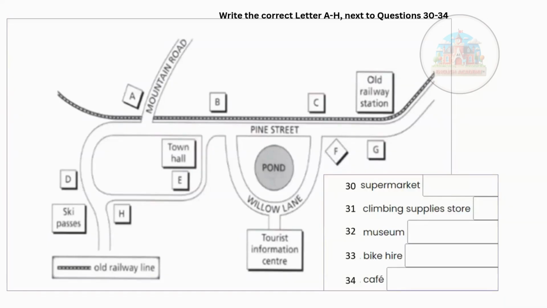So, we're here in the Tourist Information Center, and when you come out of the center, you're on Willow Lane, just opposite the pond. If you want to get to the supermarket for your supplies of food and water, go right. That's the quickest way, and then turn right at the top of Willow Lane. And it's the second building you come to, opposite the old railway station.